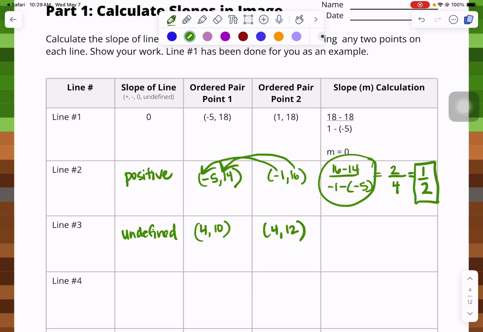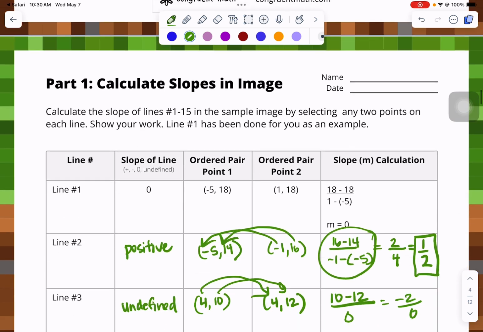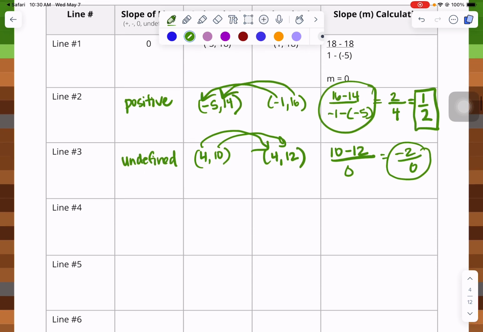We're just gonna take our one y value, subtract the other y value, but just keep it consistent. So 10 minus 12 over 4 minus 4 is 0, right? So that equals, well, 10 minus 12 is a negative 2 over 0. We don't divide by 0, so we know that that's undefined, right? So that's what you could leave it at like that, and that would be fine. So that is the first part.